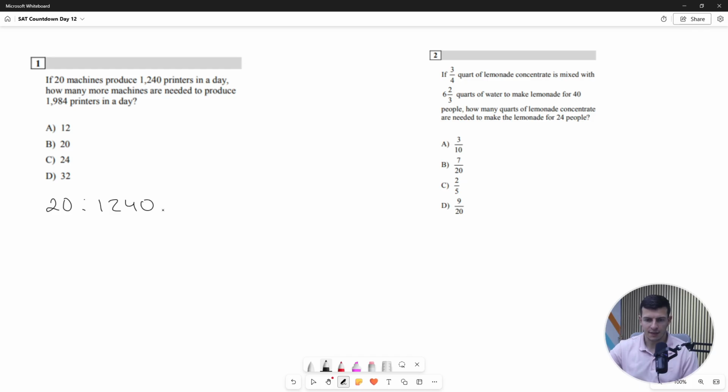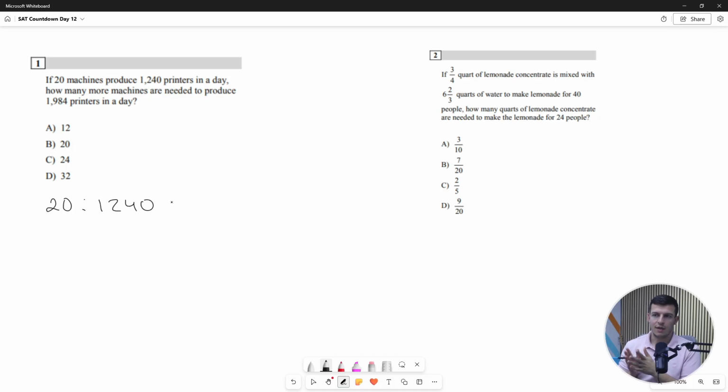If this is the case, how many more machines are needed to produce 1,984? Now, because this is the ratio, or the rate, how we're doing it. If we have 20 machines, we're going to print this many. So if we are increasing 25, well, eventually we're going to find what the ratio is. But if we increase the machines, that will increase accordingly, right? It's not going to be like an exponential relationship or something like that.